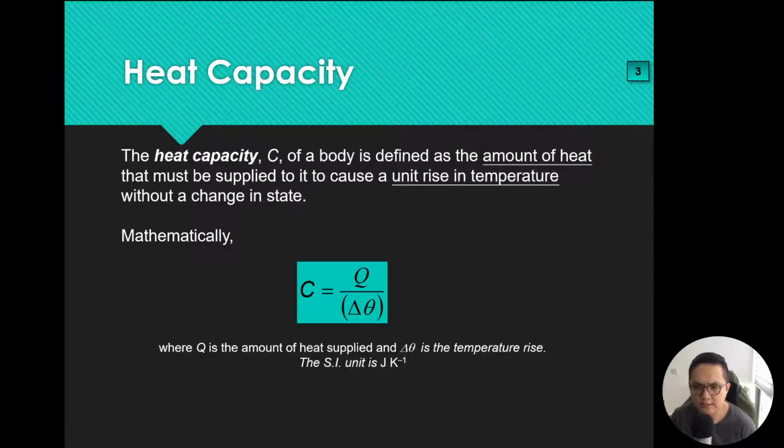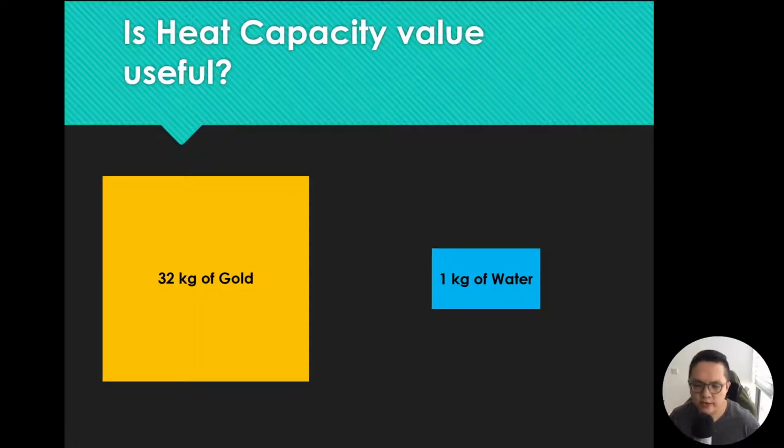This one seems quite useful, but if we look at these two substances, 32 kg of gold and 1 kg of water, they actually have the same heat capacity. What I mean is, if I supply a certain amount of energy to the gold, it will increase in temperature by a certain amount. If I give the same amount of energy to 1 kg of water, it will also increase by the same temperature. So heat capacity alone is not sufficient because it does not distinguish between different types of material.